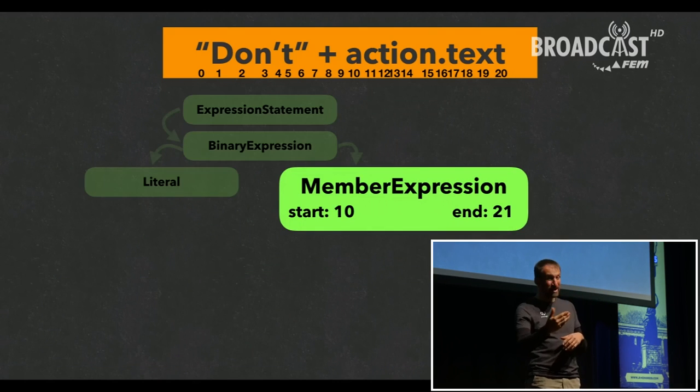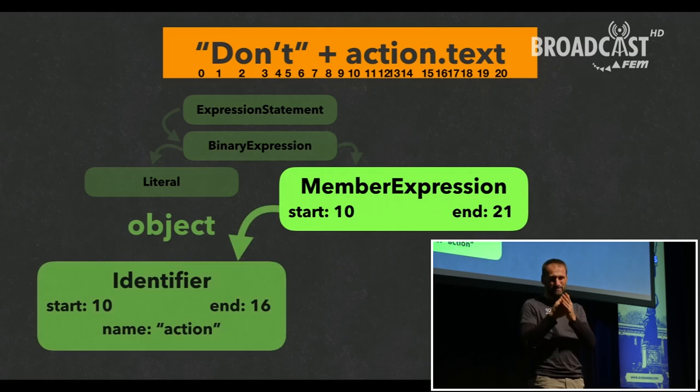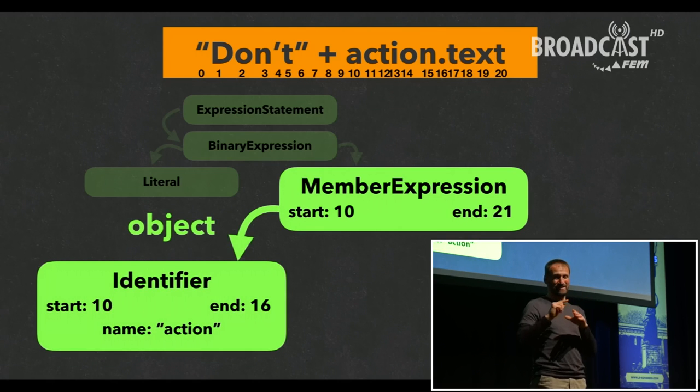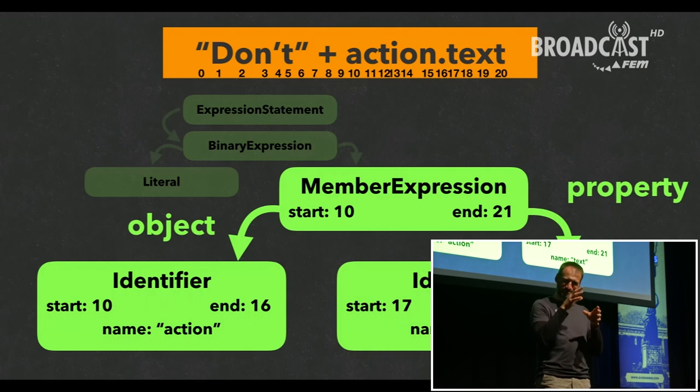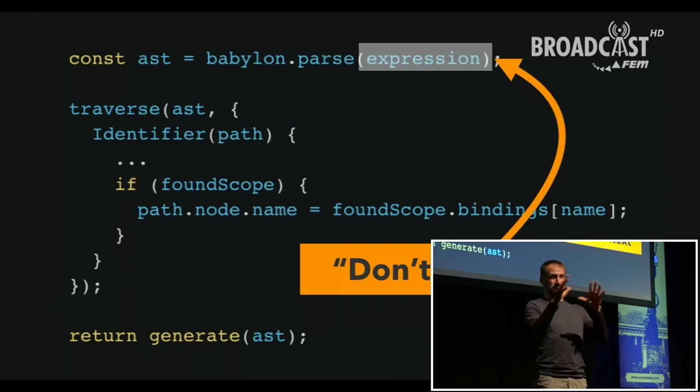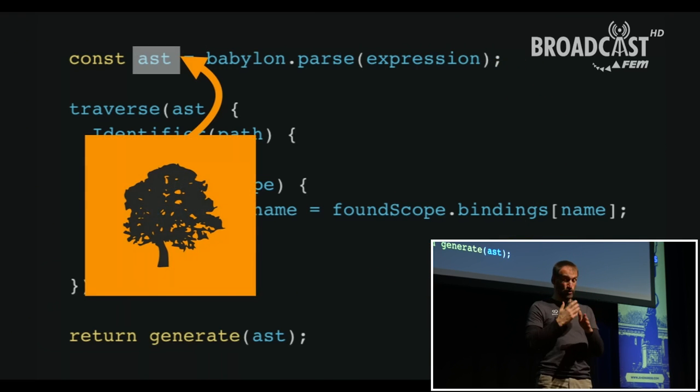And this member expression has its own children. So it has the object child, which is action. It has the property child, which is text. So this is a structure representing my code. All I need to do now is really build out an AST from my expression. Then I can traverse this AST.